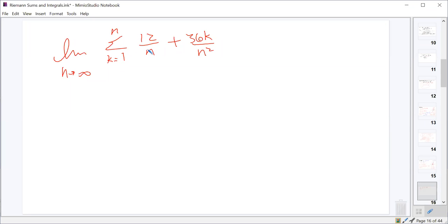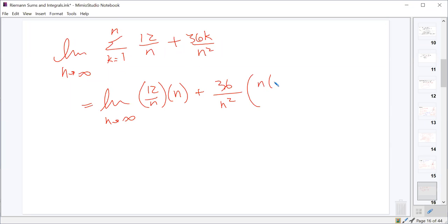This means 12 over n plus 12 over n plus 12 over n, n times. So that'll be now a limit as n approaches infinity of 12 over n times n, plus, and if I sum together a bunch of 36k over n squareds, that's 36 over n squared times the sum of k, which is n times n plus 1 over 2. Note this time I did parentheses and then parentheses again.